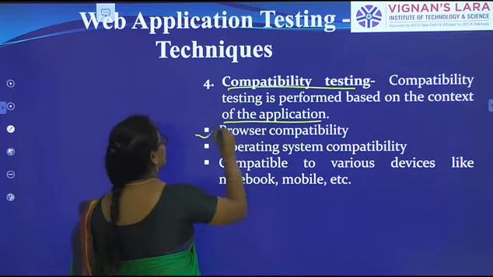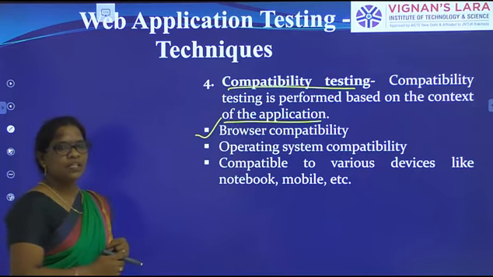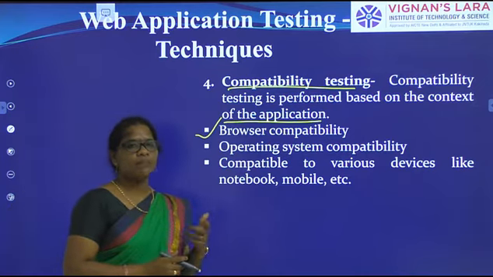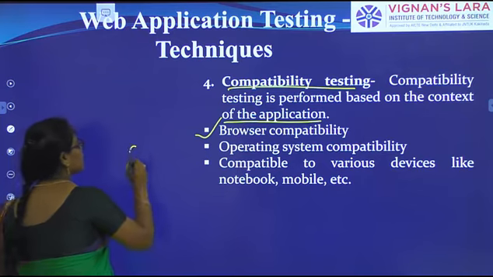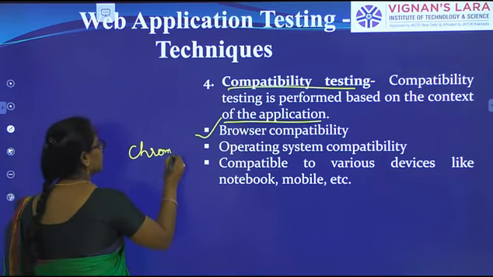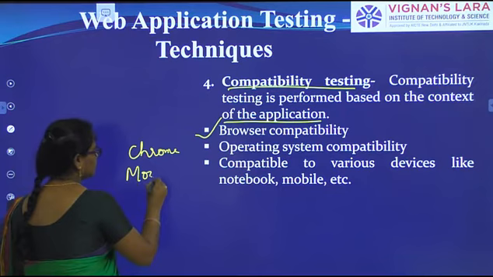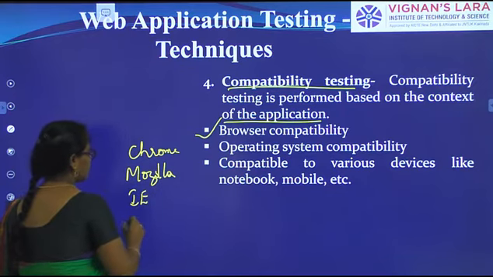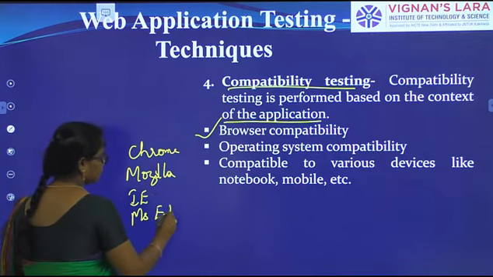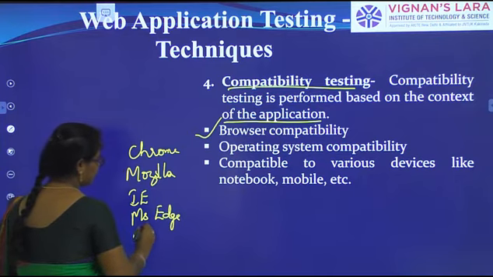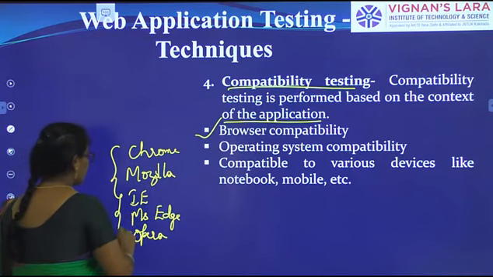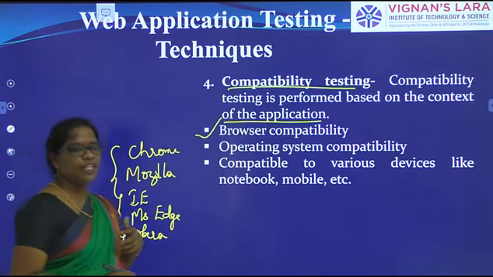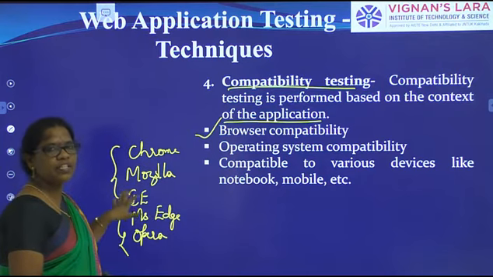First one is browser compatibility. What types of browsers can it be compatible with? The different types of browsers: Chrome, Mozilla, Internet Explorer, Microsoft Edge, Opera. So these are the different browsers. Whatever web application we are developing, we check whether it is compatible with all these web browsers or not.